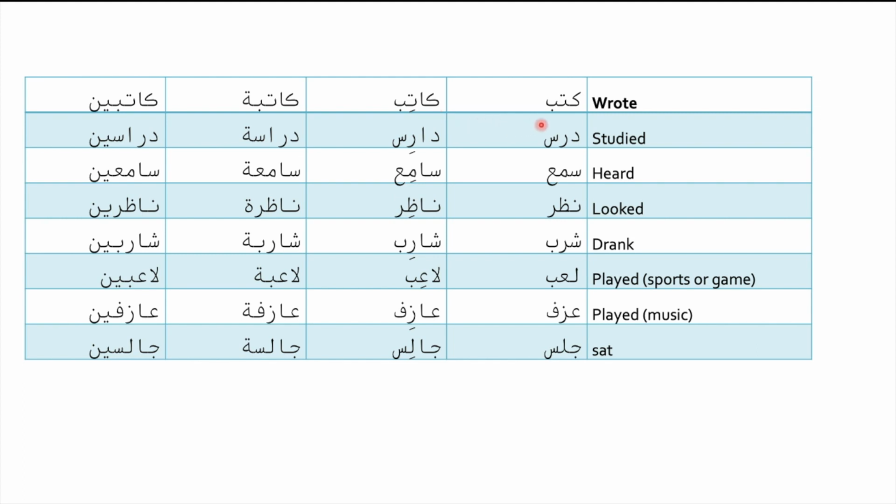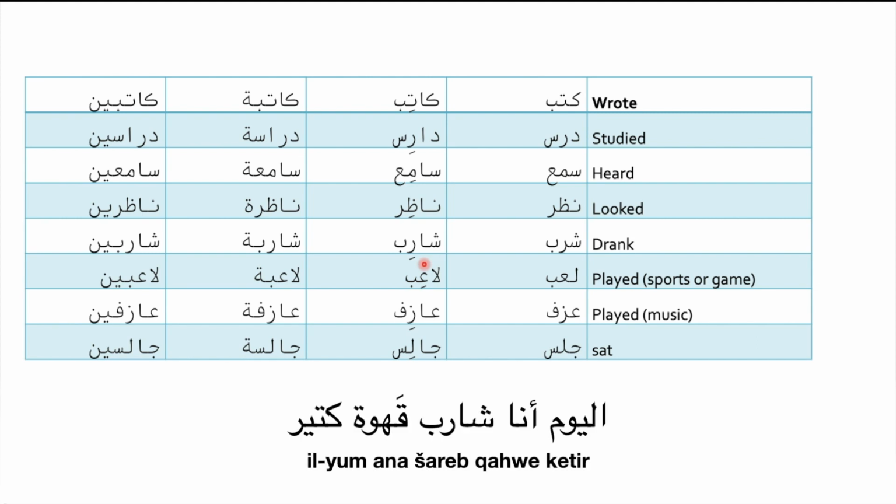And here we said from a three-letter trilateral root verb, all you need to do is add an aleph after the first consonant and then add short vowel e under the second consonant here. So we've got the letter T, so it becomes katib, writer, and then daras becomes daris. سمع, to hear, and heard is سامع. نظر, looked or to look. ناظر, looked or looking. شرب is to drink, so it's the verb. And شارب is drinking. So you could say اليوم أنا شارب قهوة كتير. Today I drank lots of coffee.